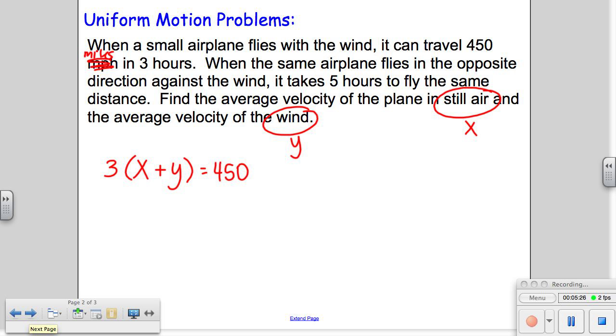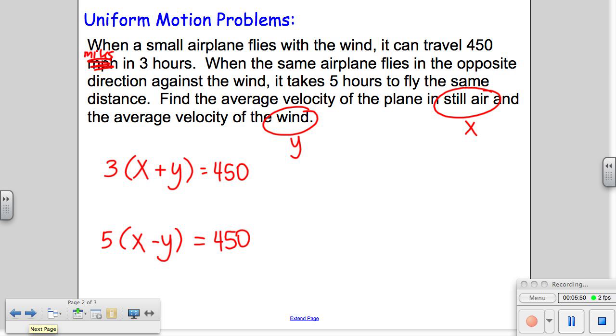The other equation would be if the plane was going against the wind. So now I'm going to take the still air speed and subtract the velocity of the wind, because I'm not going to have the wind to help me. Now in 5 hours, if I take that speed times 5 hours, I go the same amount, 450. And now we just have to solve this system of equations.